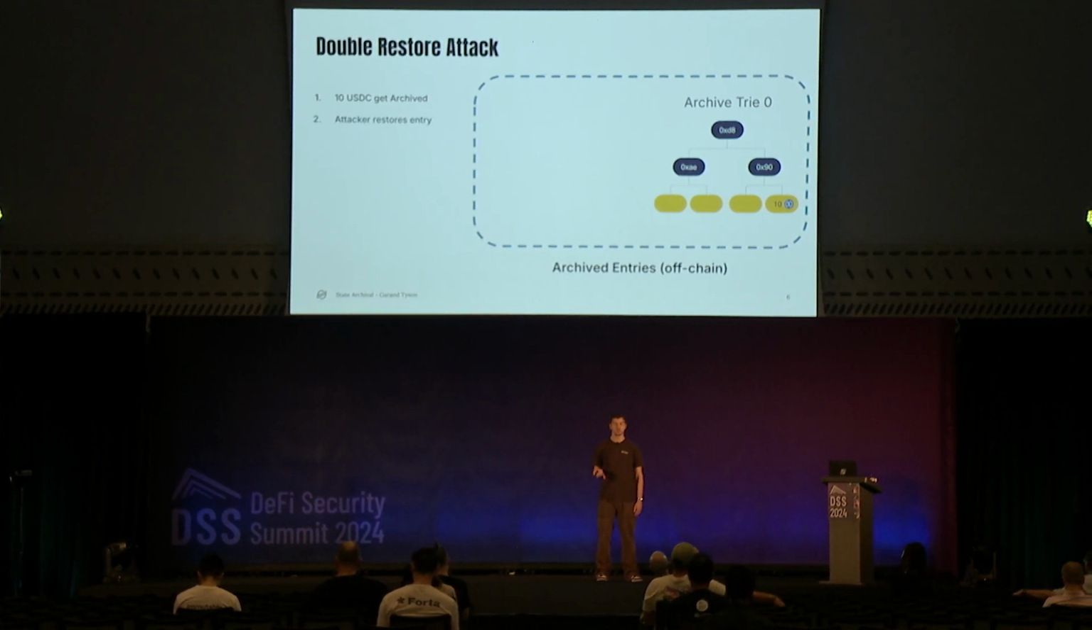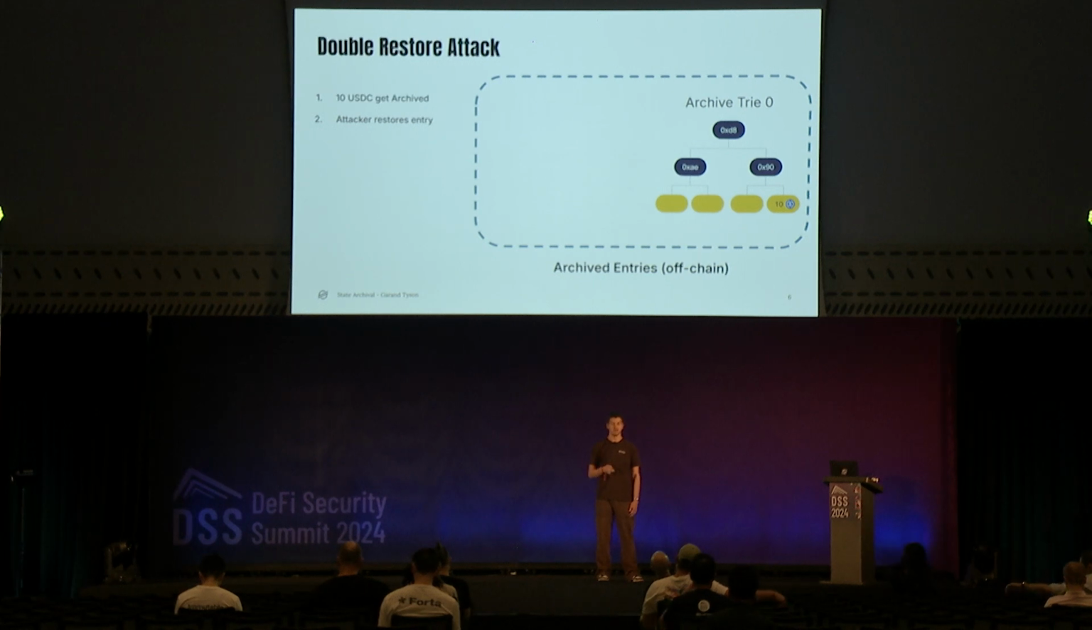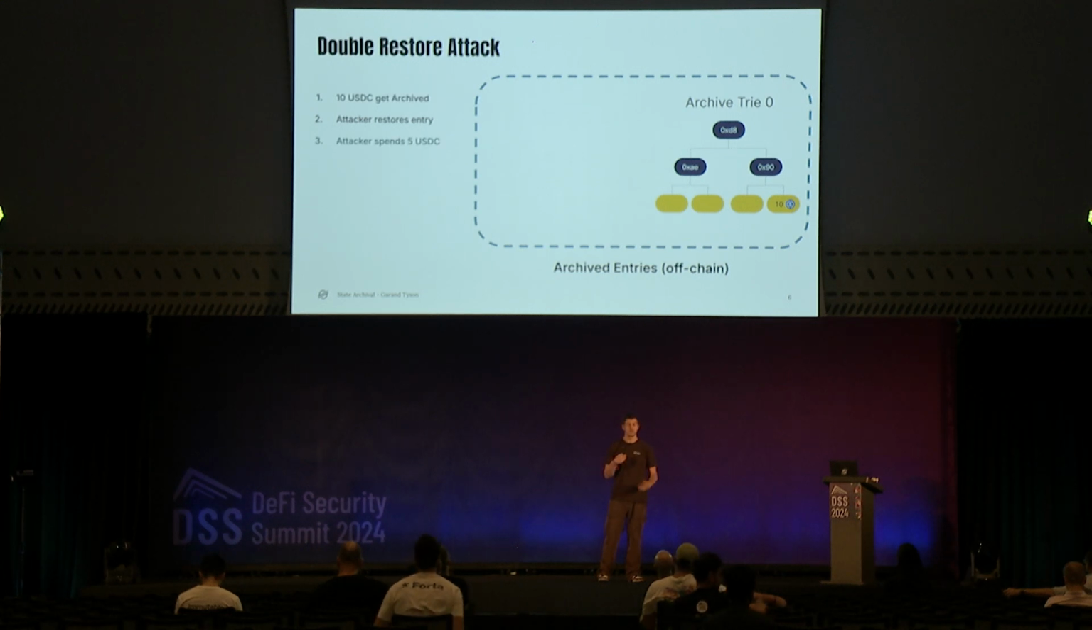So I'm going to then restore my 10 USDC by providing a proof of inclusion to this Merkle trie to the validator. Now, because the validators maintain the Merkle root, they can ensure the integrity of this entry and actually prove that the 10 USDC really does exist. So it gets restored. Now, I, the attacker, will spend 5 of my recently restored USDC and allow the new entry, which now only has a 5 USDC balance, to become archived again.